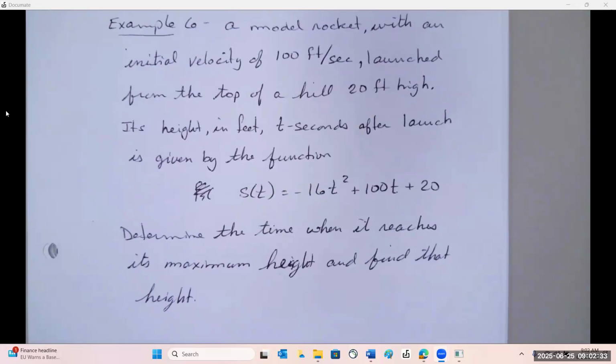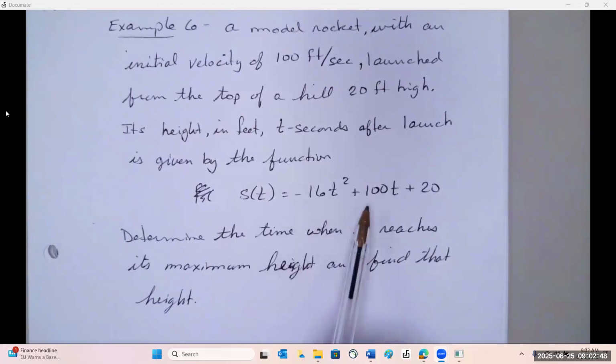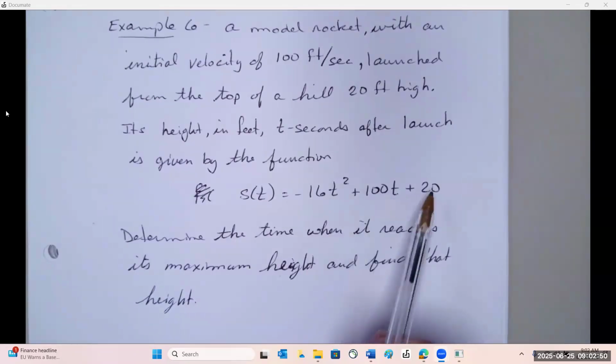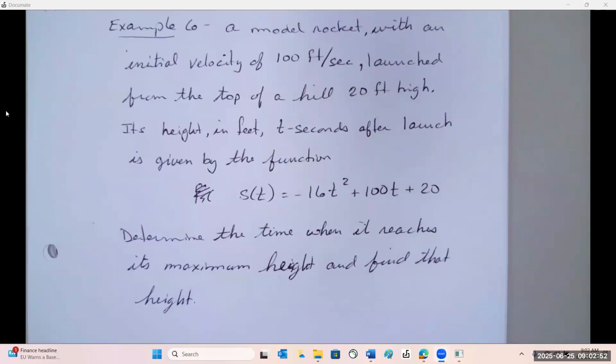All right. It says a model rocket with an initial velocity of 100 feet per second is launched from the top of a hill 20 feet high. Its height in feet t seconds after launch is given by the function s of t equals negative 16t squared plus 100t plus 20. Determine the time when it reaches its maximum height and determine the height.